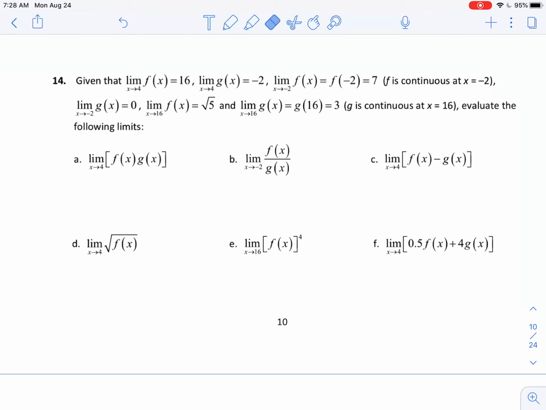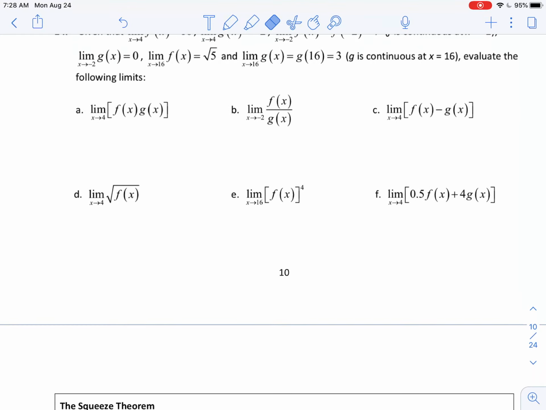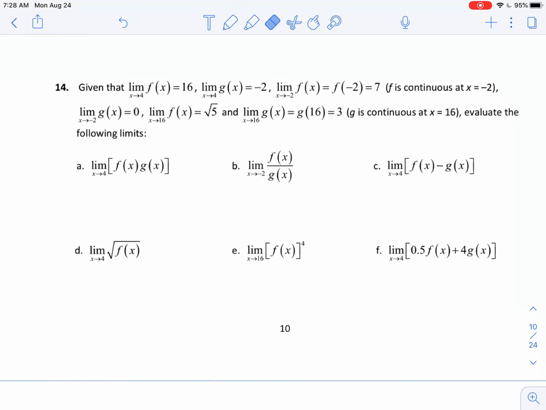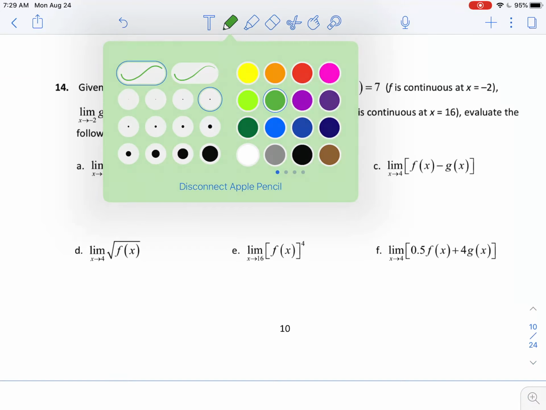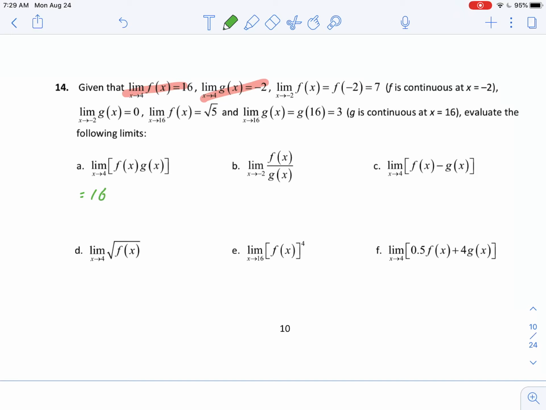The limit as x approaches negative 2 of g of x is 0, the limit as x approaches 16 of f of x, and limit as x approaches. So I have the limit for a bunch of different values. What is it? Negative 2, 4, and 16. So the first one, the limit as x approaches 4 of f of x times g of x. The product property says that that's the same as the limit as x approaches 4 of f of x times the limit of g of x. So 16 times negative 2. So my answer to this problem is simply 16 times negative 2, which is negative 32.